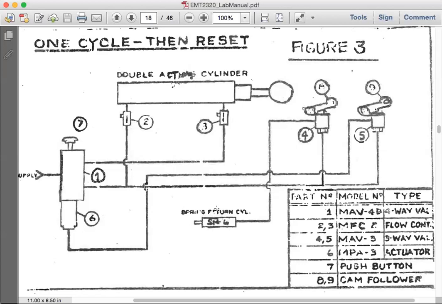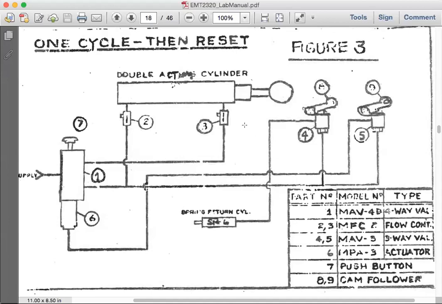Do you think that the spring return is going to extend for the second time? No. Okay, so yes, you're correct. Nothing will happen when the piston of the double acting is returning and pressing on 8 again.